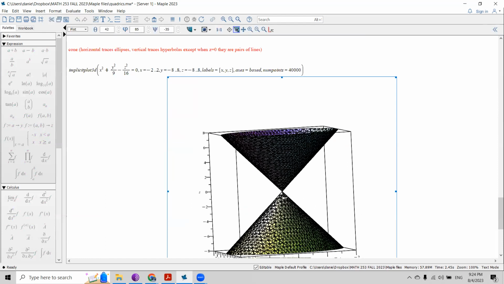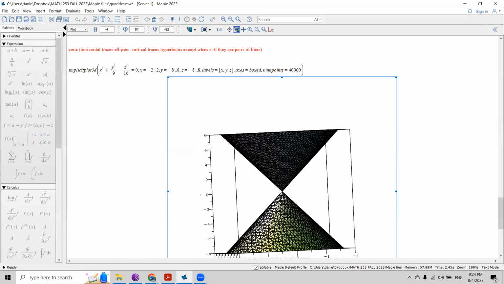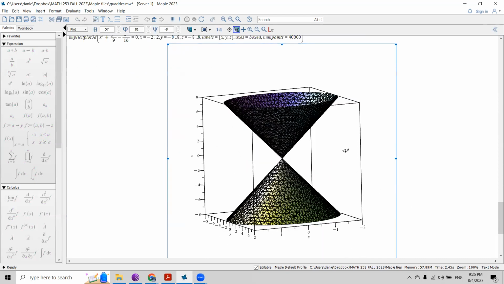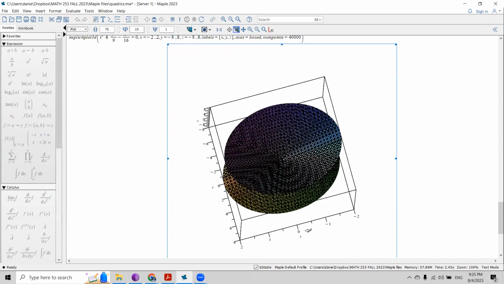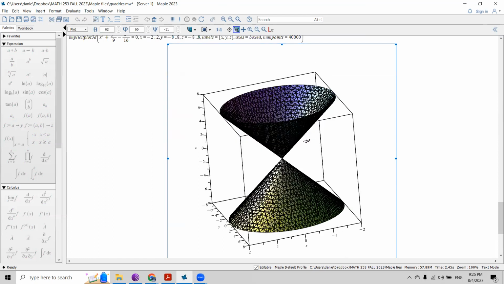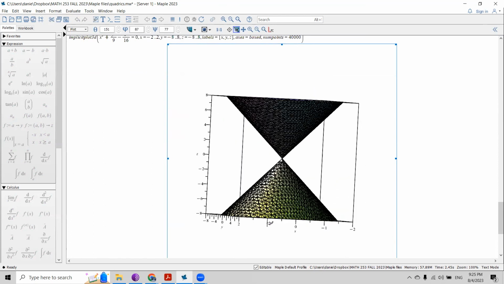The one that goes exactly through the origin, through like x equals 0, that's going to give you actually a pair of straight lines that intersect at the origin. That's one of the differences. Otherwise, from above, again, it's an ellipse, horizontal trace, vertical trace, a hyperbola.